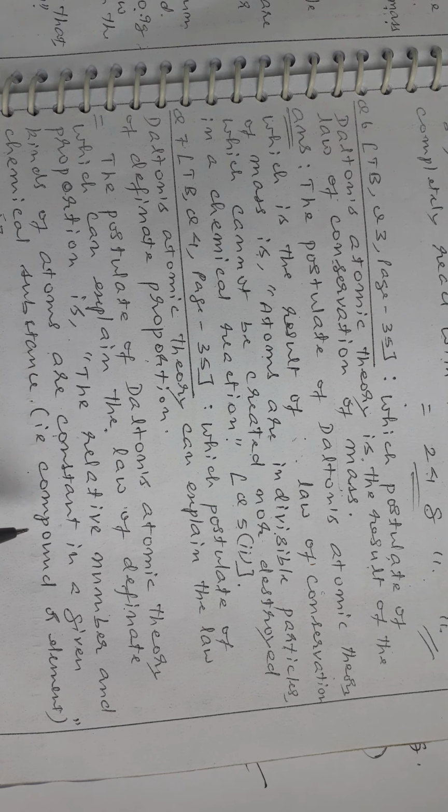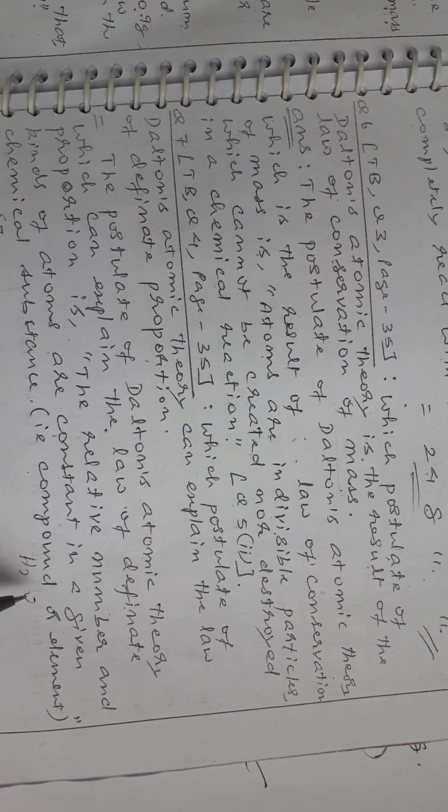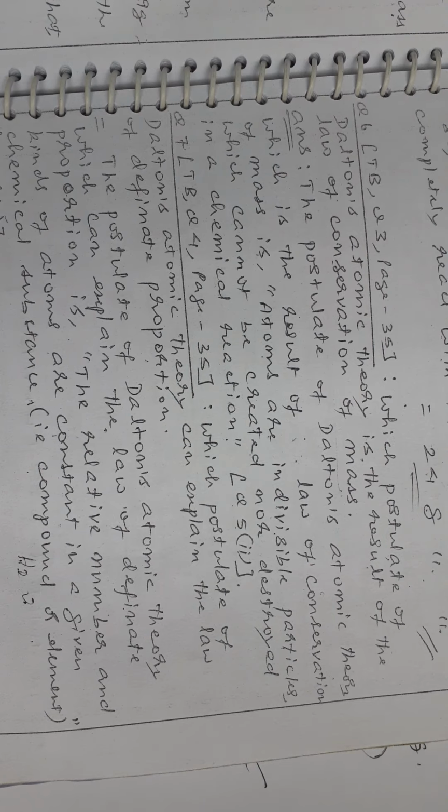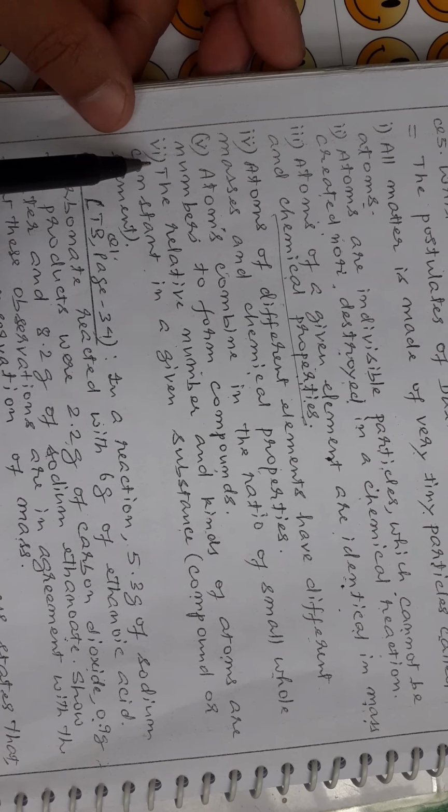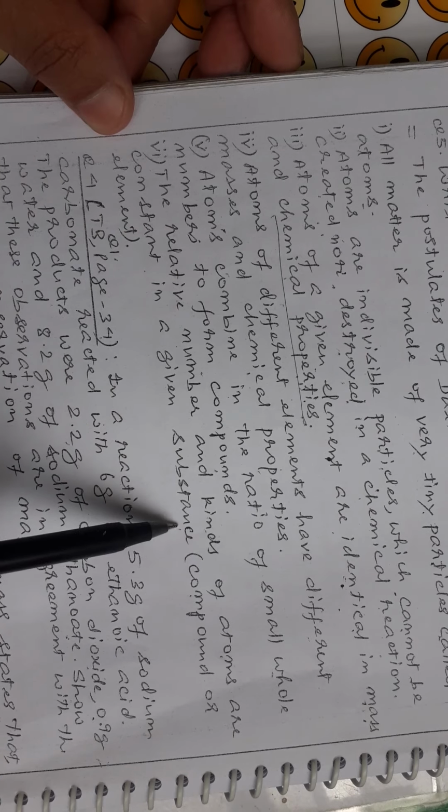Dalton said that in water, the relative number and kinds of atoms are constant. The relative number of atoms in water, H2O, is 2 hydrogen always combined to 1 oxygen atom, and the kinds of atoms are also always the same in water, H and O only. No other atoms like nitrogen will appear in water. That was given by Dalton's theory, which says the relative number of atoms and kinds of atoms are constant in a given chemical substance, and this is found in question 5, point number 6. The relative number and kinds of atoms are constant in a given substance.